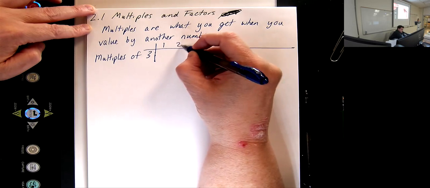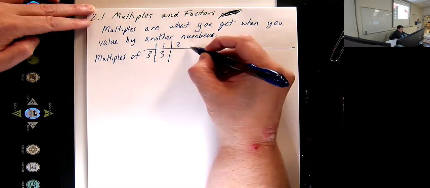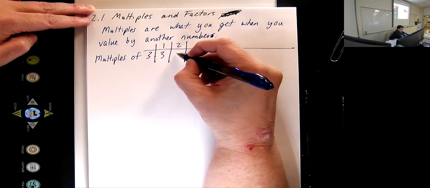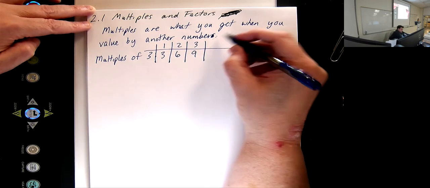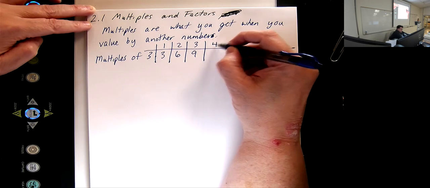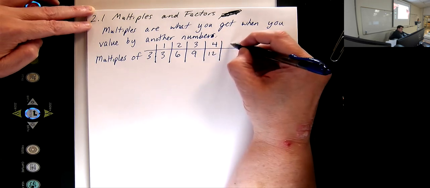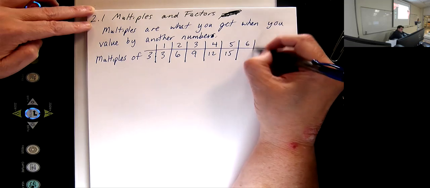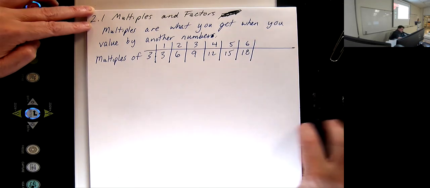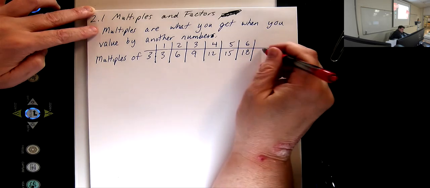So if I multiply by 1, I get 3. If I multiply by 2, I get 6. If I multiply by 3, I get 9. These are your times table. I'm just pulling a row off your times table. These right here are called the multiples.